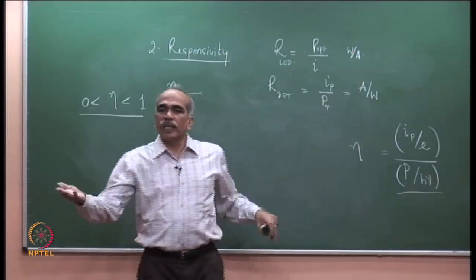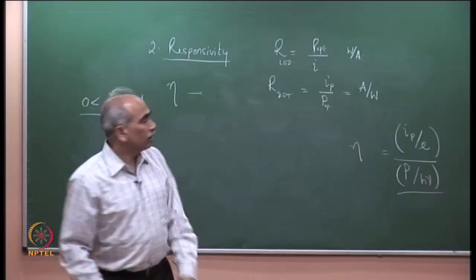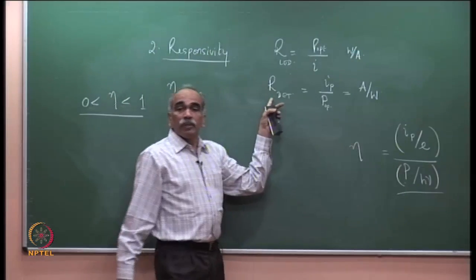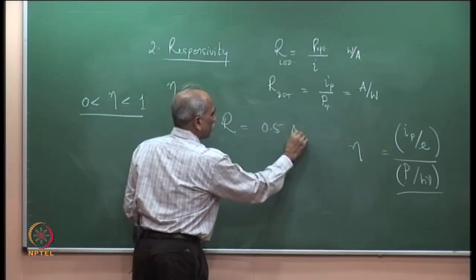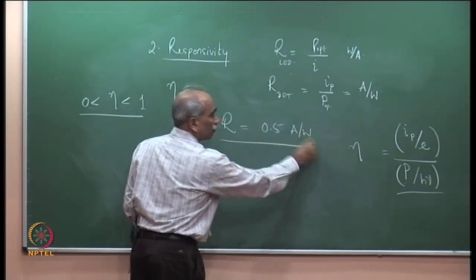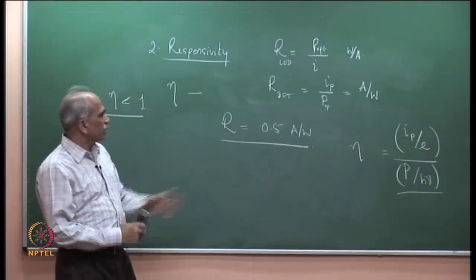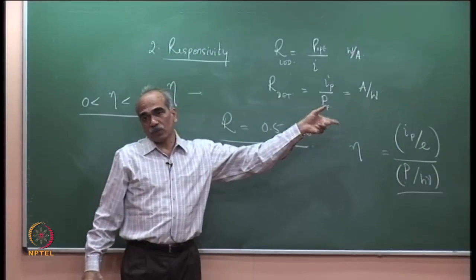You will see if you take a data sheet of any photodetector, this parameter will be there, responsivity R equal to 0.5 amperes per watt, a typical number. For a silicon photodetector, responsivity is 0.5 amperes per watt.